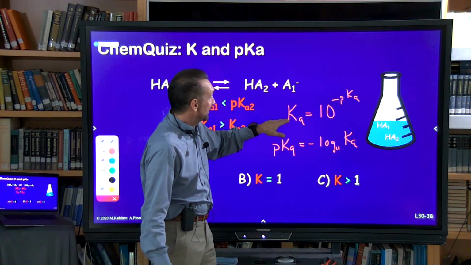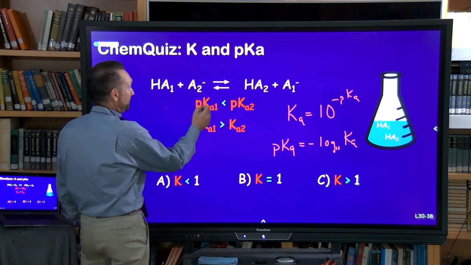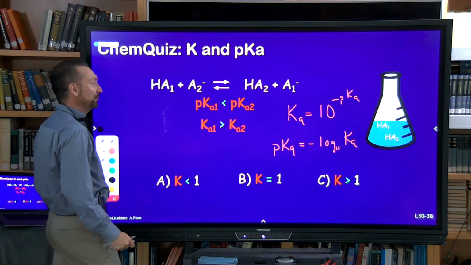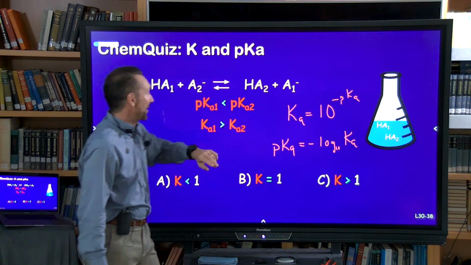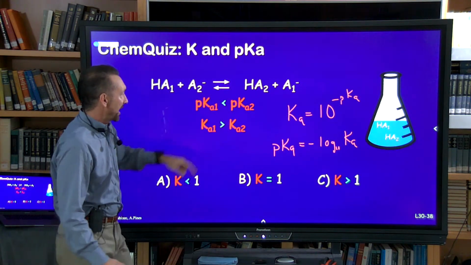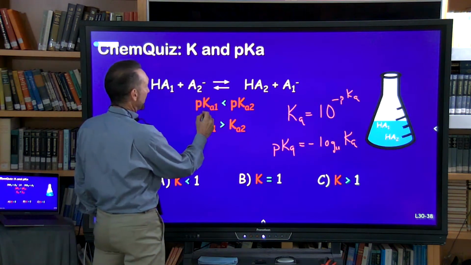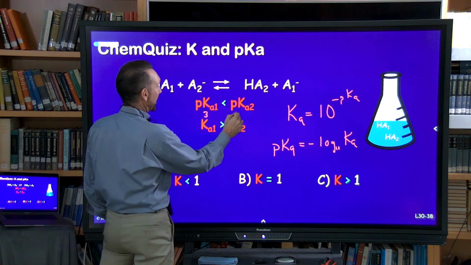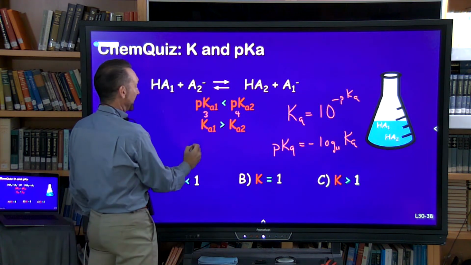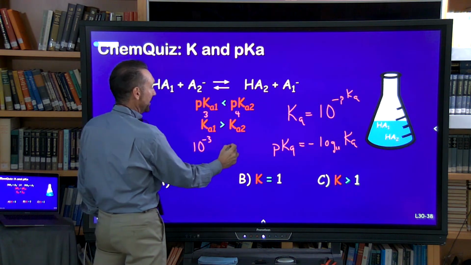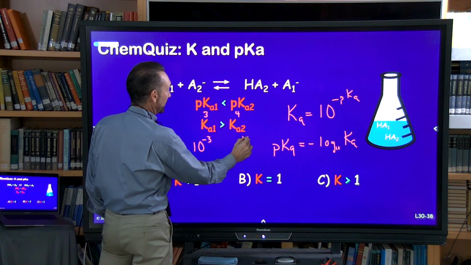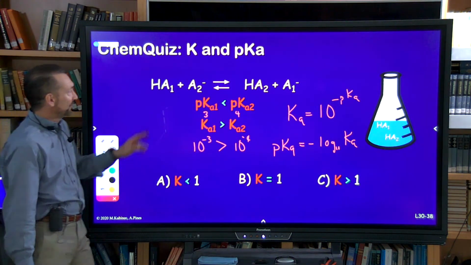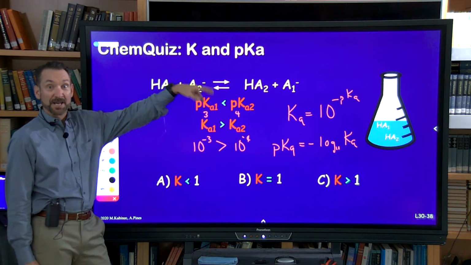So if you know the relative size, pKa1 less than pKa2 means, since there's the minus sign there, that Ka1 is bigger than Ka2. And Ernesto and I were just talking about it. We were saying, well, let's just throw two numbers in there. If this pKa were 3 and this pKa were 4, then the Ks would be 10 to the minus 3 and 10 to the minus 4. And yes, 10 to the minus 3 is bigger than 10 to the minus 4. So A is the stronger acid. It's better at getting rid of its proton.